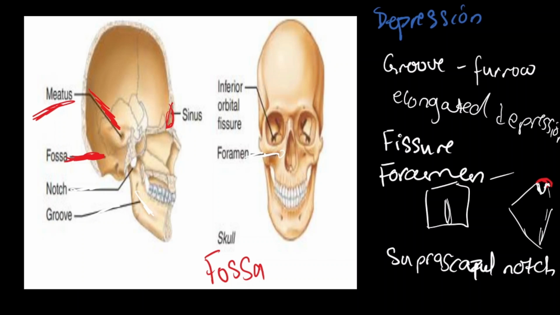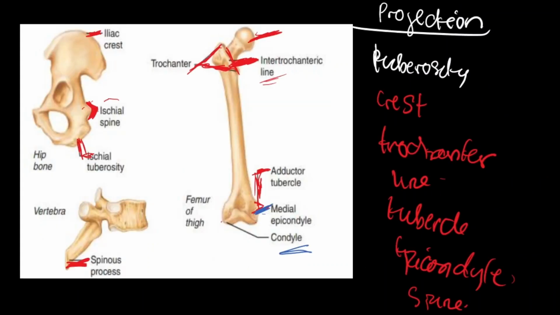Just a quick recap. We saw the projections, where we considered the tuberosity, which we said is large. Then we saw the trochanter. We said the trochanter is very large and rounded. Then we saw the tubercle. We said the tubercle is small and rounded.